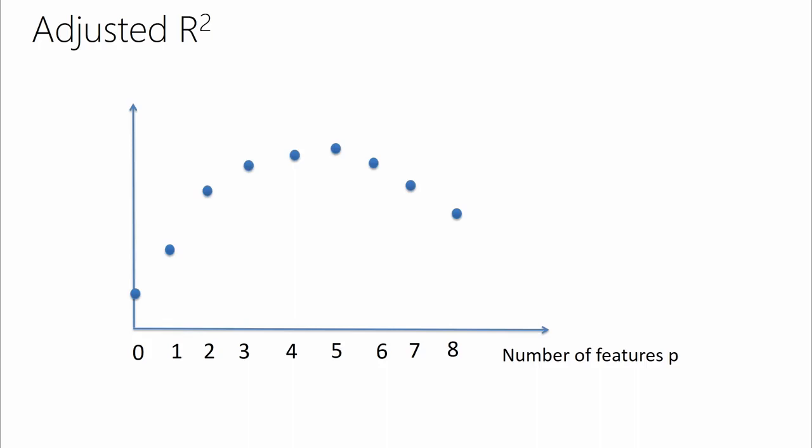But you found out where the sweet spot was. It's right here. And now you can use just that many features. So adjusted R-squared here told you when to stop with the forward greedy selection scheme. Okay, so that's the idea.